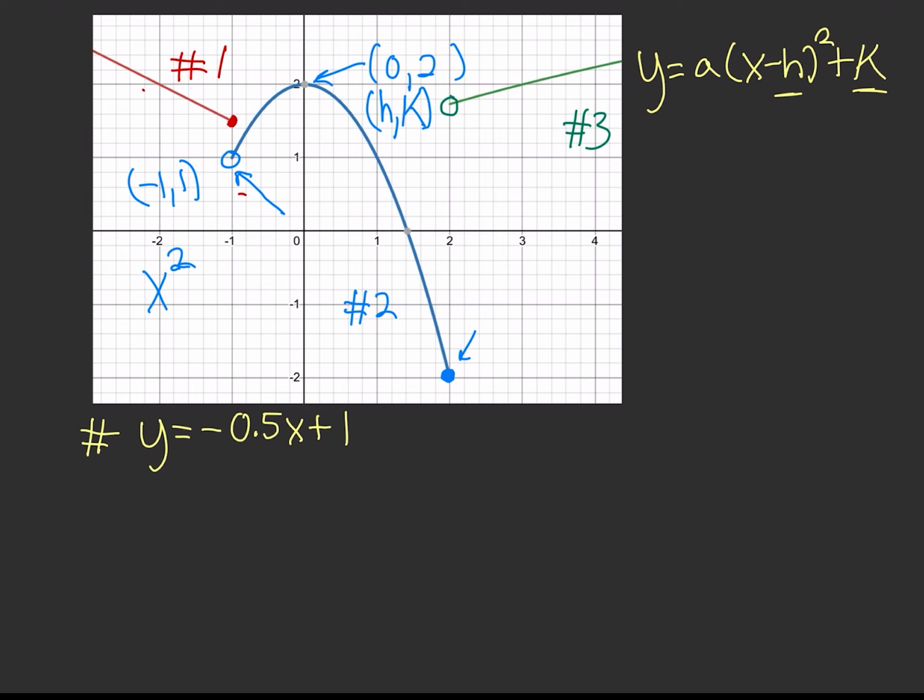And my goal is I really need to find out what a is. The way I'm going to do that is I'm going to use a coordinate. I can just use a coordinate on this.